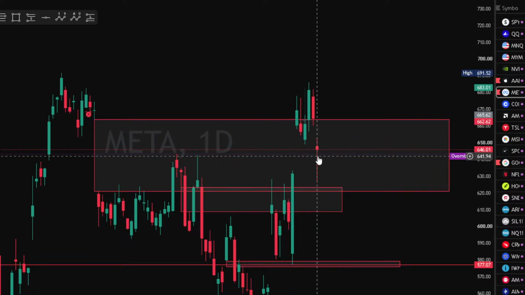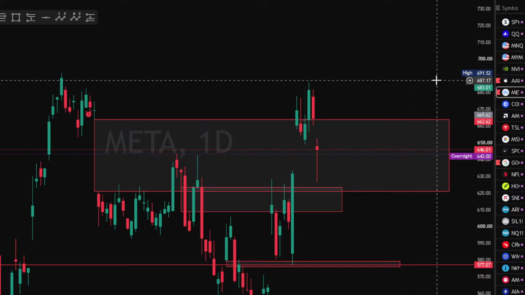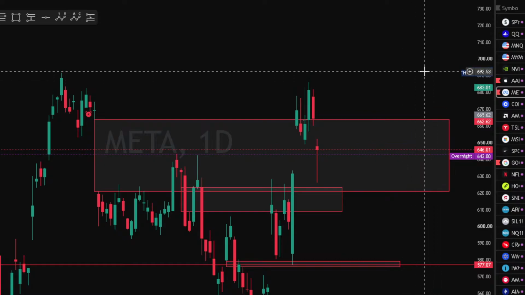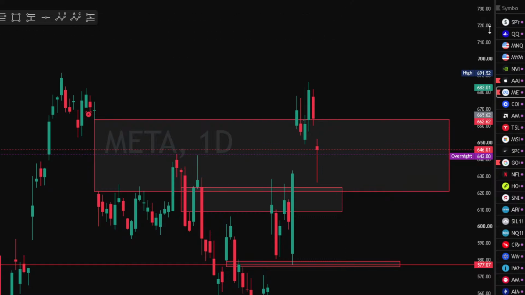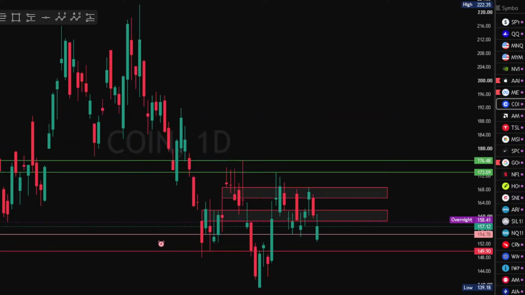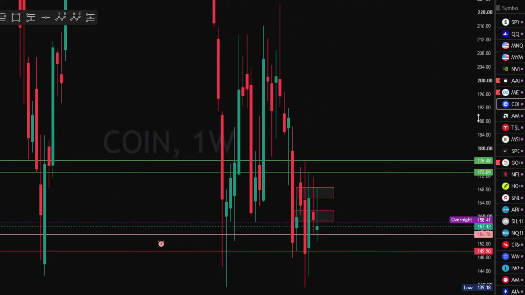Only way I'm going to be able to mess with Meta is if it comes and takes these highs at 686. And then that's me taking a risk, trading it, because that's a big move, like a $40, $50 move. And then you're still trying to look for longs. It's kind of risky. So I think I'm not gonna mess with Meta this week. Let's go see about Coin. Coin.